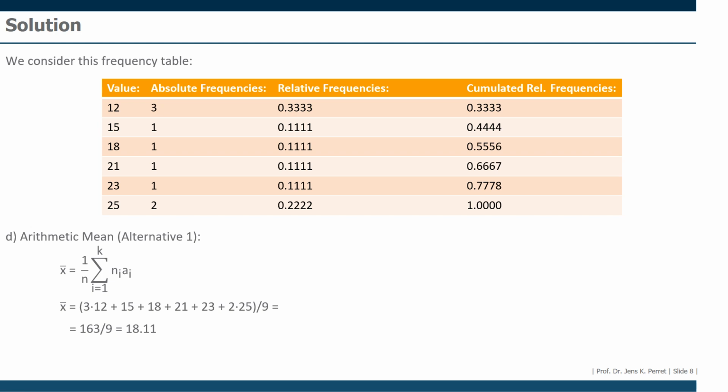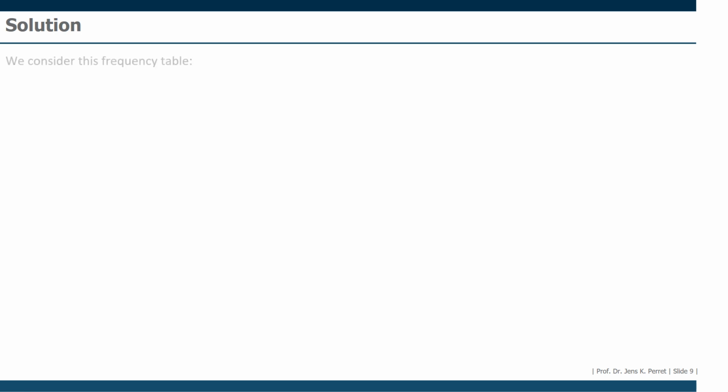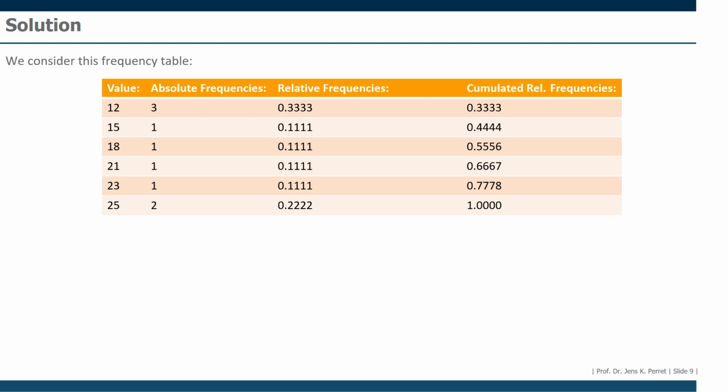The same also holds for the second alternative. We're going to take a look at the next slide. This will also give us the same result as the other 2. So for the second one, we are also going to use the frequency table, but we're going to use this formula here. This formula means we're going to take the relative frequencies and multiply them with the values.